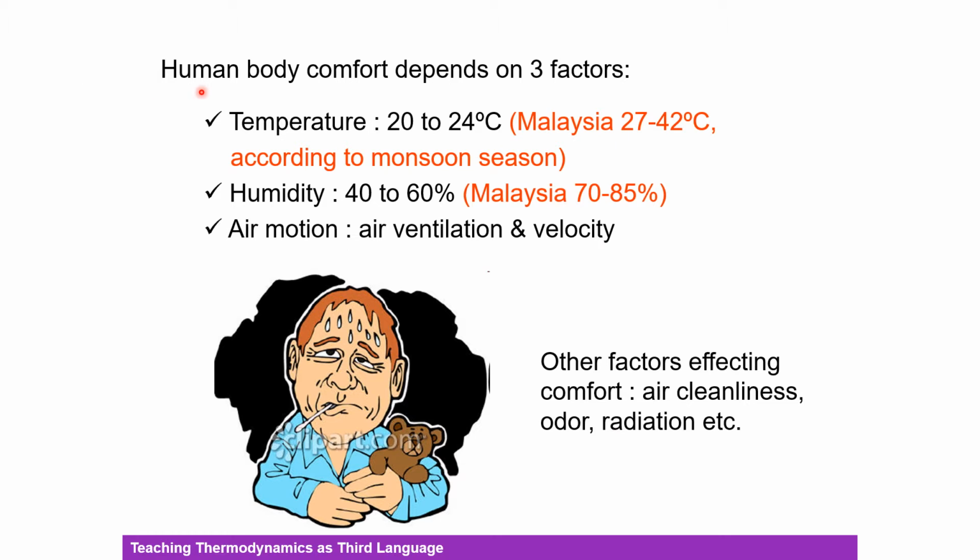So these are the factors of human body comfort. And remember, in the subsequent presentation, we will be learning how to control these two parameters, especially the temperature and humidity, so that you can achieve human body comfort between 20 to 24 degrees Celsius and the humidity level between 40 to 60.